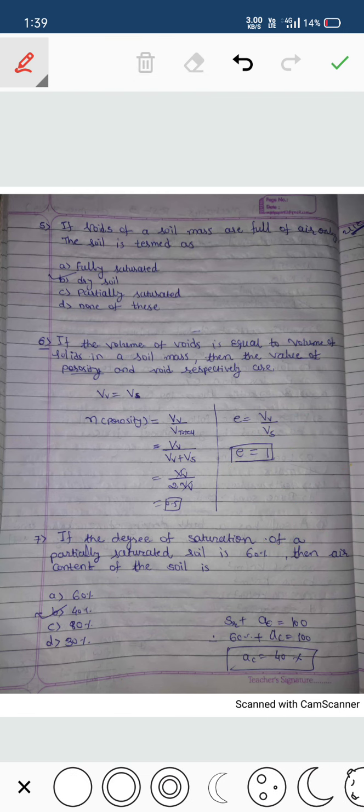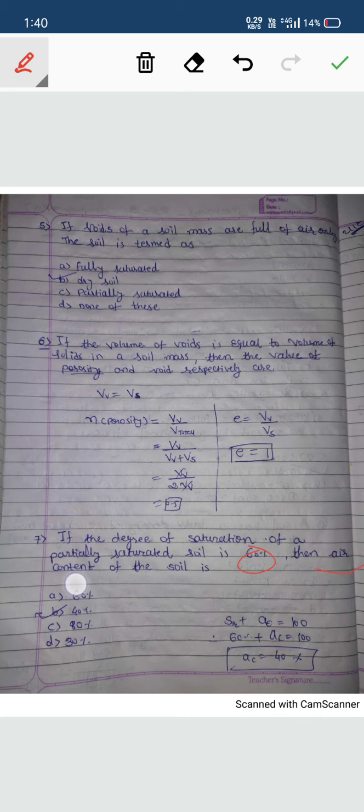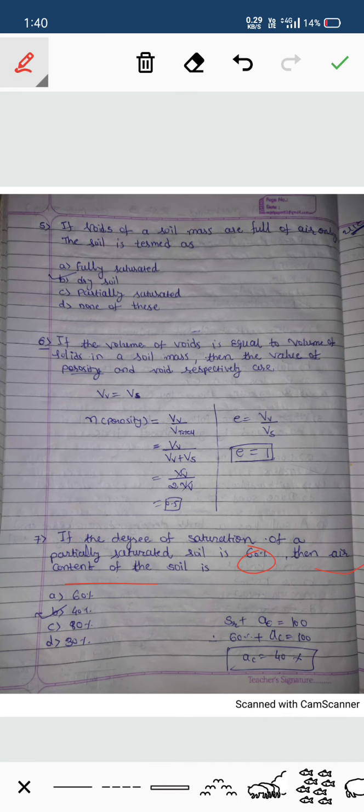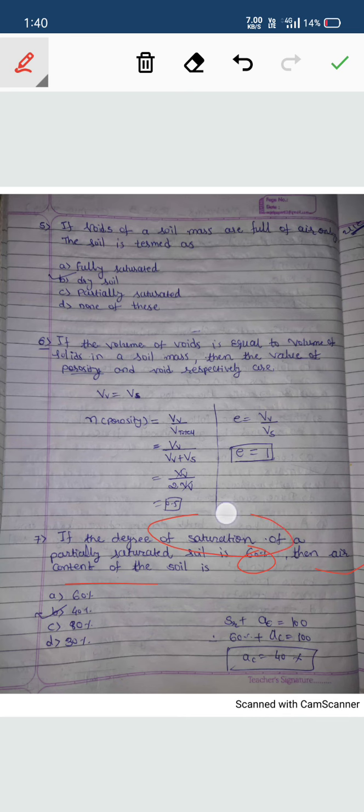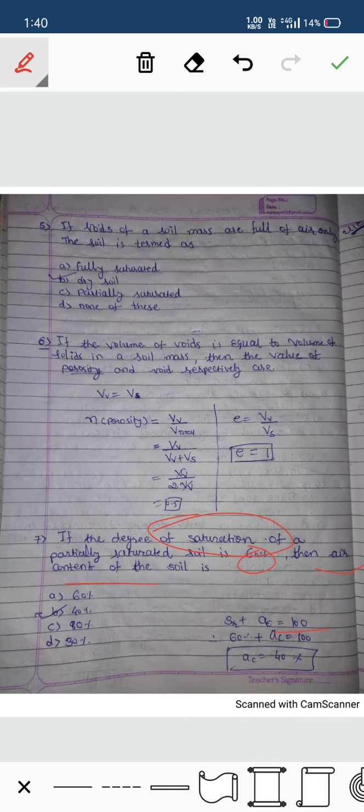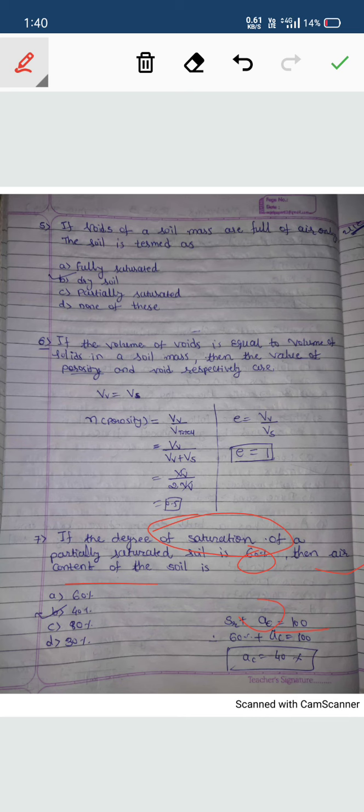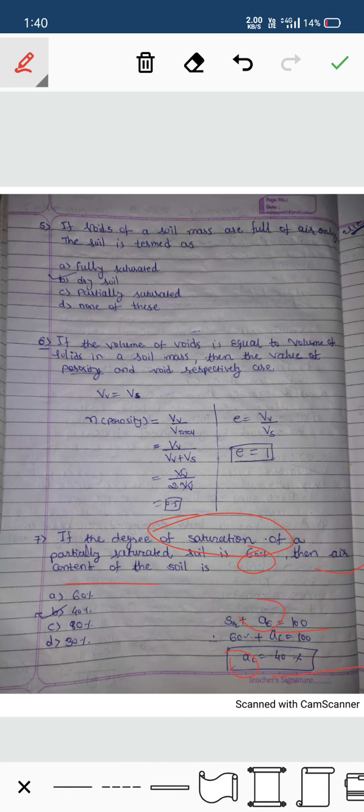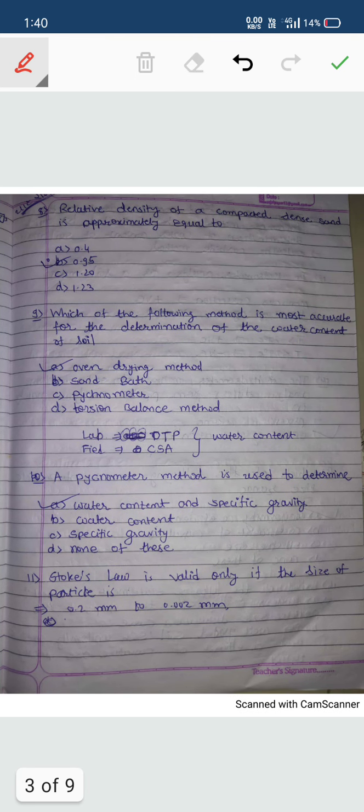Now if the degree of saturation of the partially saturated soil is 60%, then the air content is: the air content and the saturation total is 100%, so 60 plus air content is equal to 100, then air content is equal to 40%. Okay, now clear. Now we are moving forward.